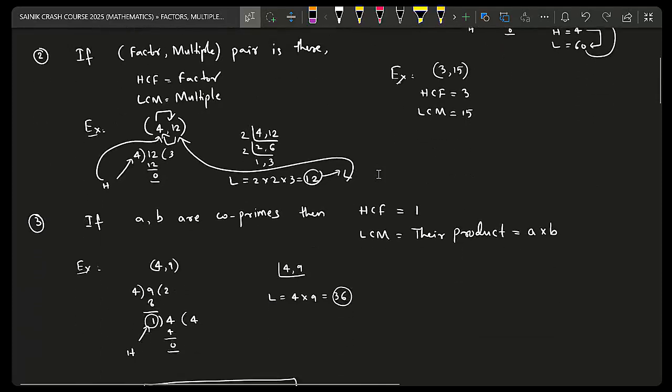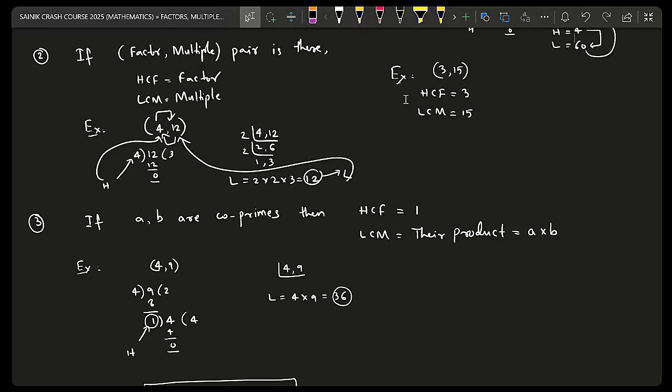Yes, sir. Okay, the third property is if A and B are co-primes. You know, Snehal, what do you mean by co-primes? Tell me, what are co-primes? Sir, co-primes have only one common factor. Very good. Whenever you find common factors, there is only one as a common factor. No other common factors will be there.